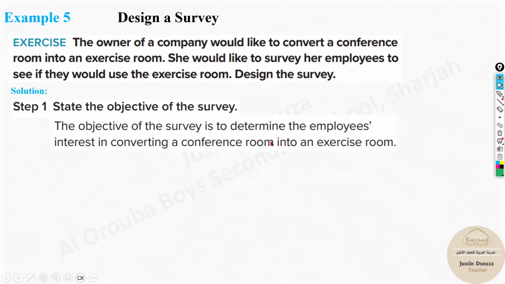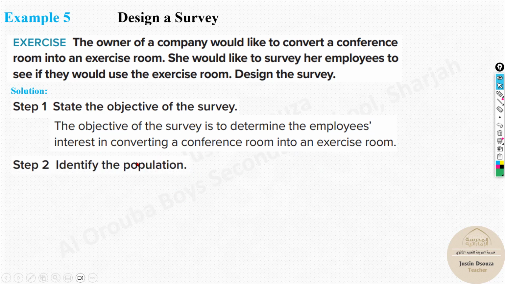The objective of the survey is to determine the employees' interest in converting a conference room into an exercise room. Maybe a conference room is not used, so instead of being a waste of space, it can be made an exercise room. So this is the objective, to find the employees' interest in converting the conference room to an exercise room.